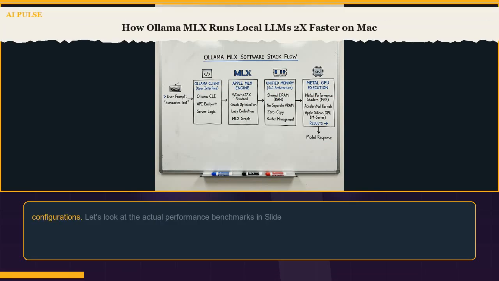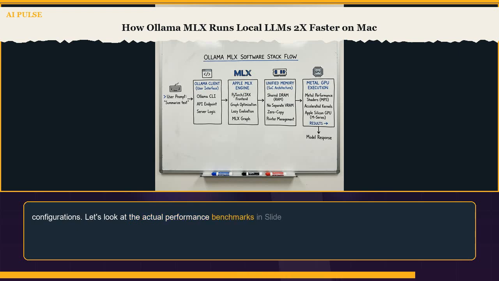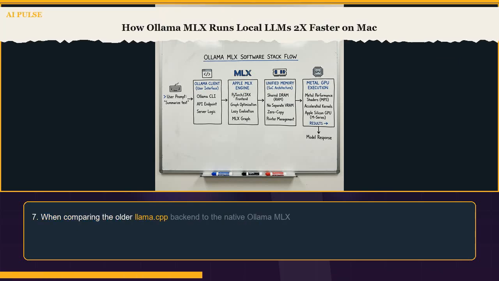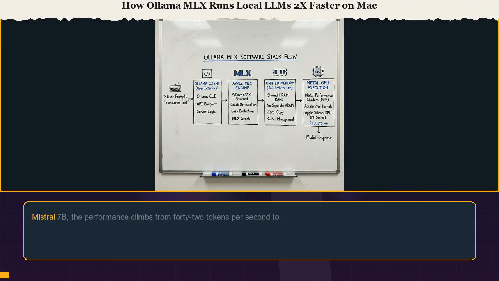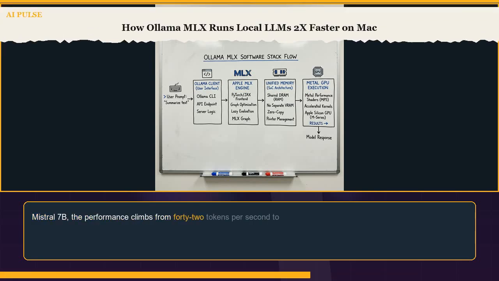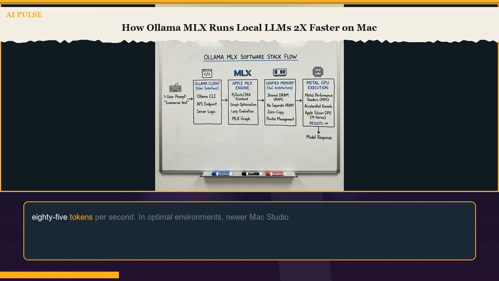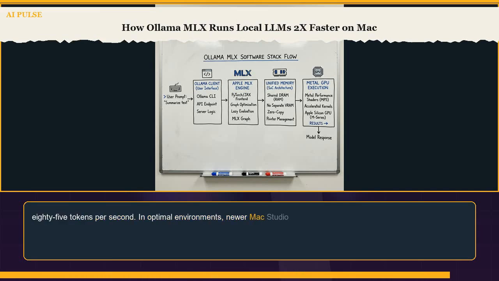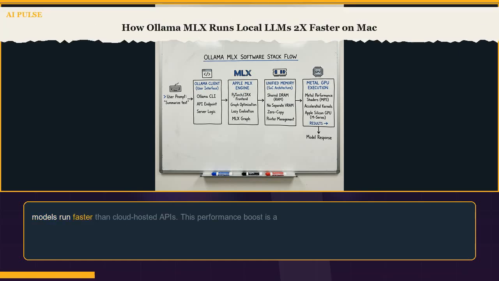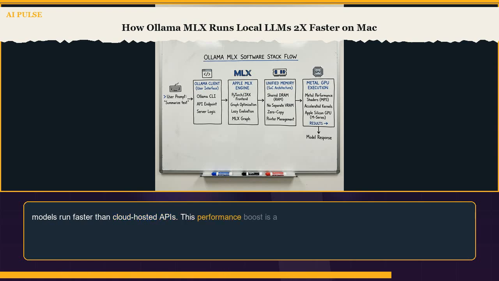Let's look at the actual performance benchmarks in Slide 7 when comparing the older Llama CPP backend to the native Ollama MLX engine. The results are staggering. For Llama 3.8b, token generation speeds jump from around 35 tokens per second to over 72 tokens per second, representing a clear 2x speedup. For Mistral 7b, the performance climbs from 42 tokens per second to 85 tokens per second. In optimal environments, newer Mac Studio configurations see speedups up to 7 times faster, making local models run faster than cloud-hosted APIs. This performance boost is a game-changer for developer workflows.